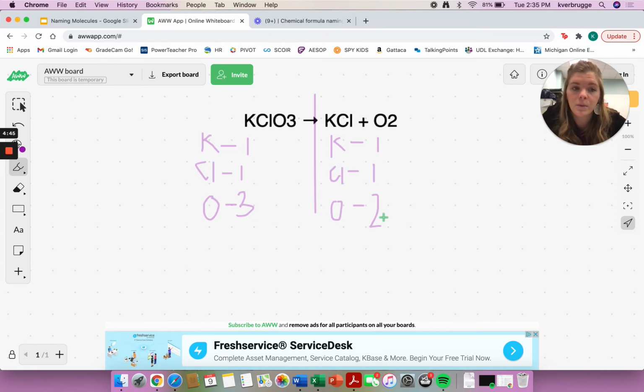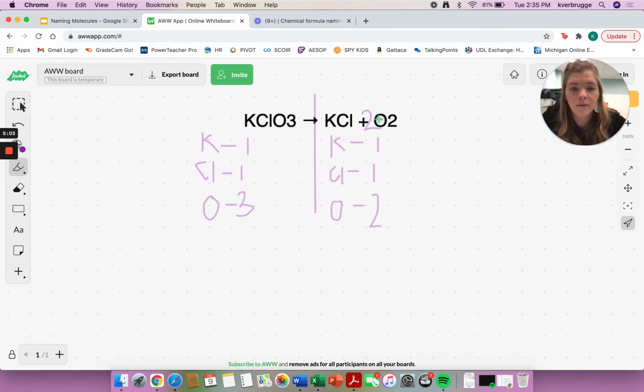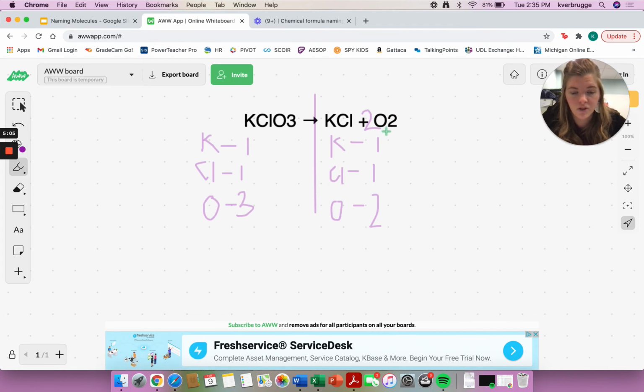What we can do when we're balancing is add coefficients, which add extra copies of oxygens. Just like we did with our boxing method of naming compounds, we have to add more packages. So what if we add another package of O2? We know there's at least one, so we can add another package. When we put this 2 out front, it's going to change the number of total oxygens we have. So now we don't have 2 oxygens, we have 4. Now we have too many oxygens on this side and not enough over here.